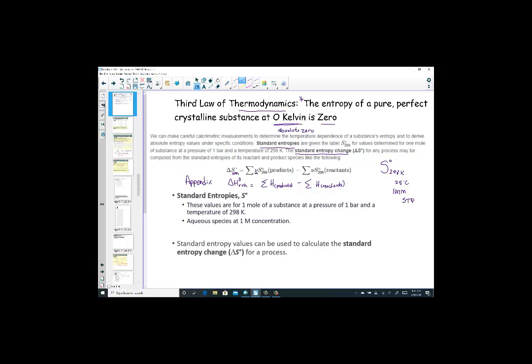So these standard entropies, this little symbol here, mean at standard conditions, which is 298 Kelvin and 1 atmosphere pressure. If you happen to have an aqueous solution, it would be 1 molar for standard conditions. And to calculate the standard entropy change as reactants turn to products, we look up each value in our appendix, the standardized thermodynamics chart, and we take the sum of the products minus reactants.